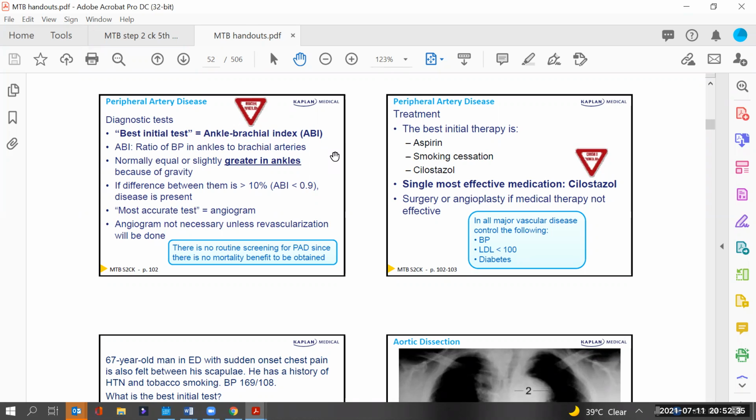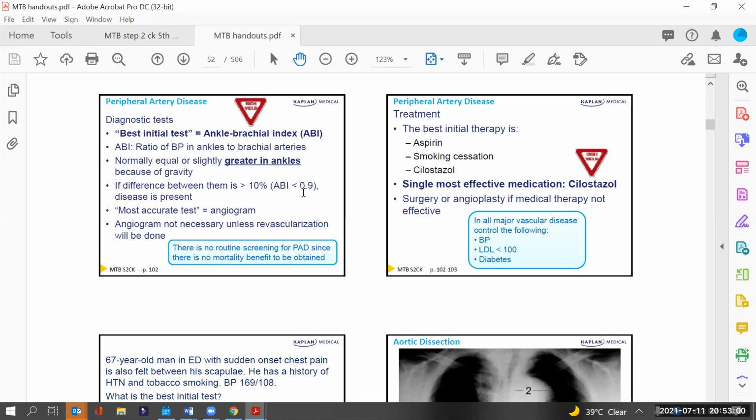You have to compare the blood pressure over the upper limb and the lower limb, right? In order to see where the difference is. So you have to check the brachial artery and the ankle artery blood pressures of these two, and you will find some differences. If that ratio is less than 0.9, it means the patient's lower limb is getting less blood as compared to the upper limb.